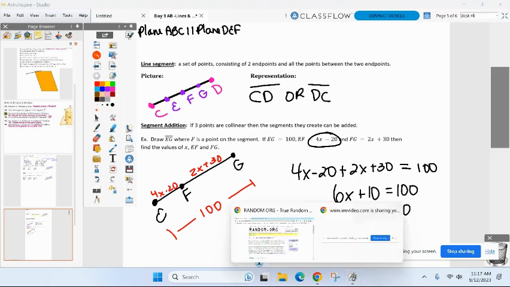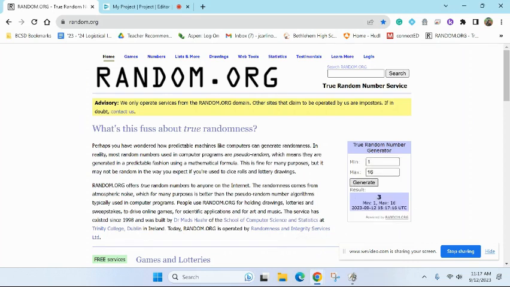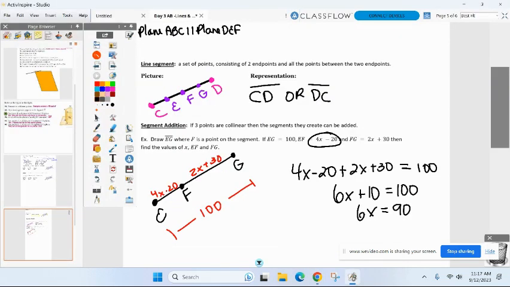And what do you got for me for X? 3. Aiden, what do you got? 15. Good work. All right, there's one job done. Now you got to go to the other 2. I know X is 15.